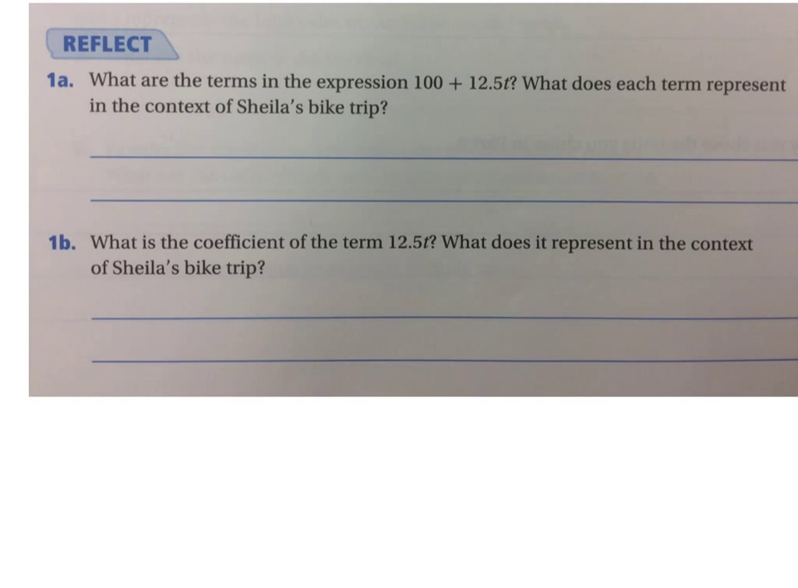Now, if you look at these two reflections, what are the terms? So we're looking at terms. These are vocabulary. Well, notice we have two terms. We have 100, and we need to tell us what it represents. Now, 100 represents the number of miles she rode on the first day. So 100 is the first day.